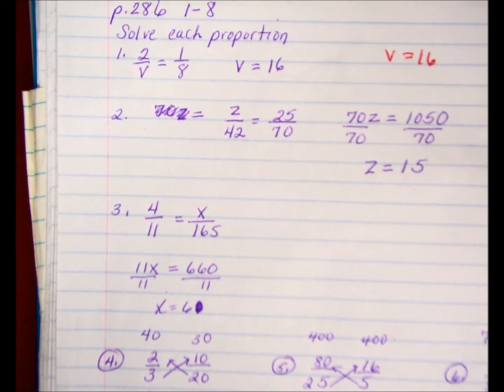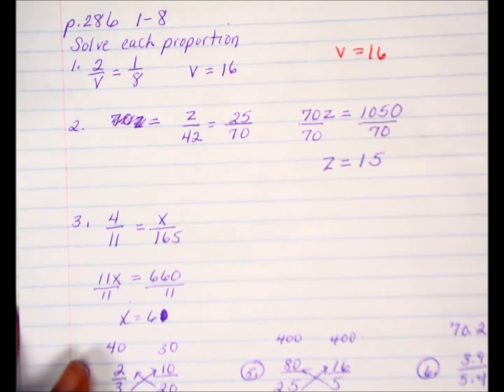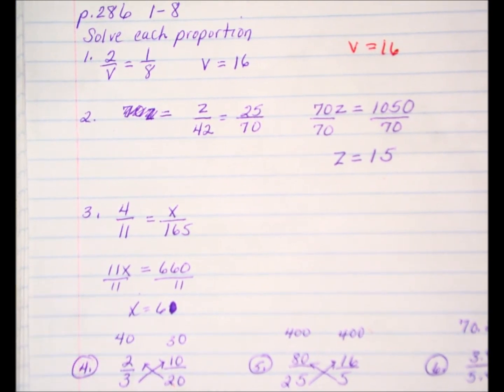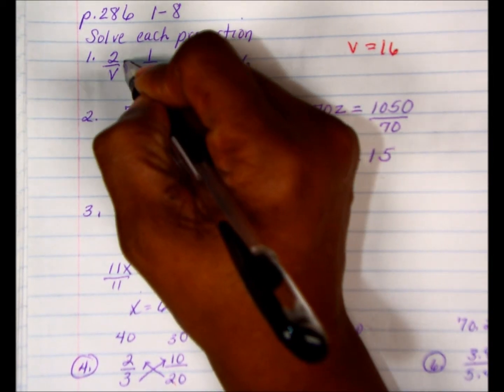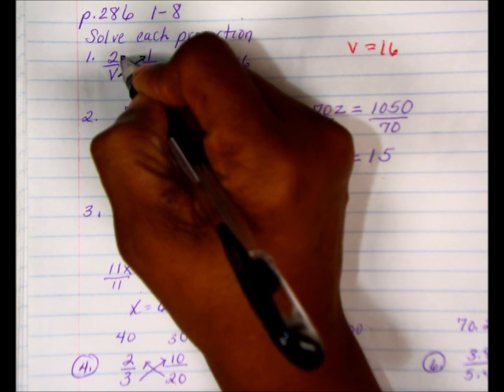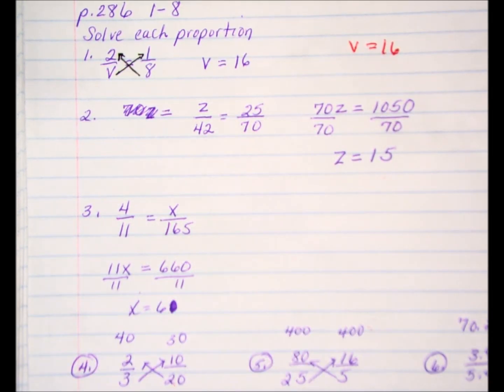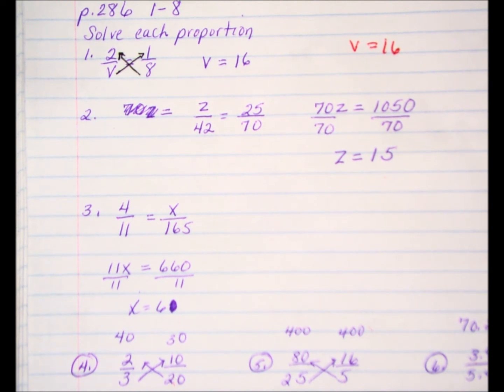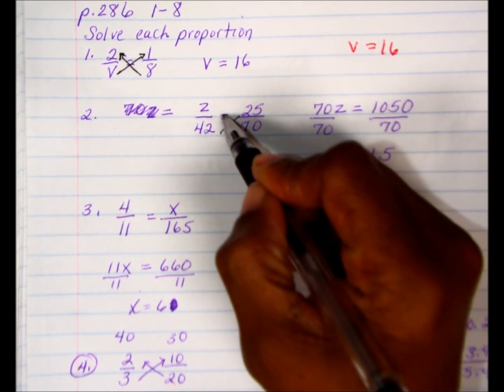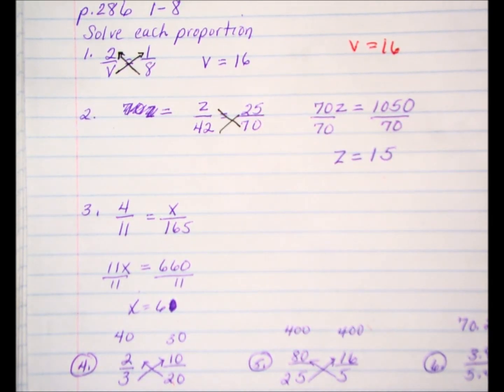Okay, we're back and we can check your work now. In number 1, it's the first section. It says solve each proportion. And so the first one was 2 over b is equal to 1/8. We created our equation by cross multiplying. And the answer was b is equal to 16. In the second one, it was z over 42 is equal to 25 over 70. We cross multiply to get 70z is equal to 1050, and divided that by 70 and found out that z was equal to 15.